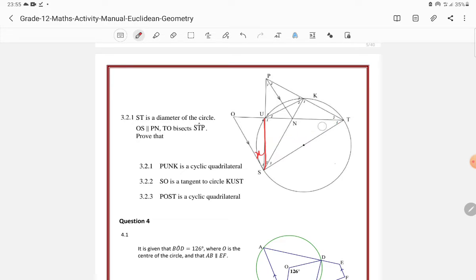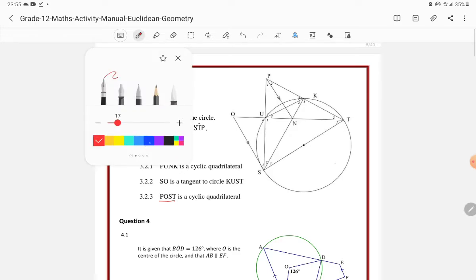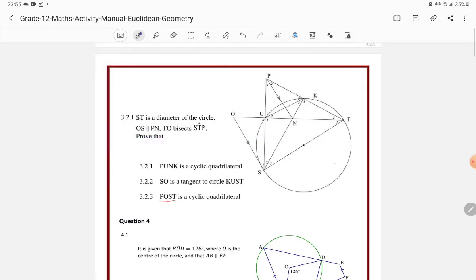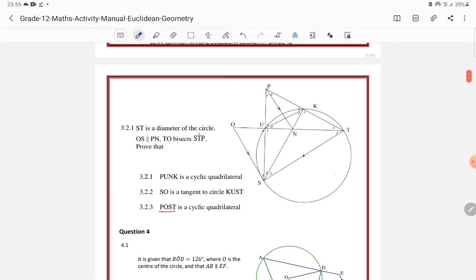Now, let's move to the next question, which is to prove that POST is a cyclic quadrilateral. Let me just highlight this quadrilateral they are talking about. POST, they want us to prove that this is a cyclic quadrilateral.